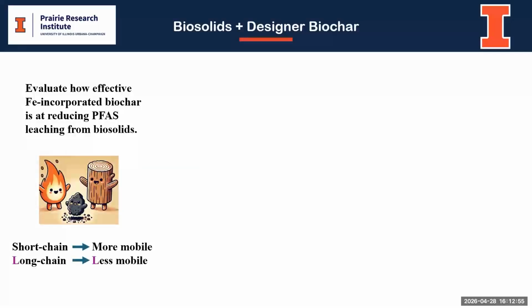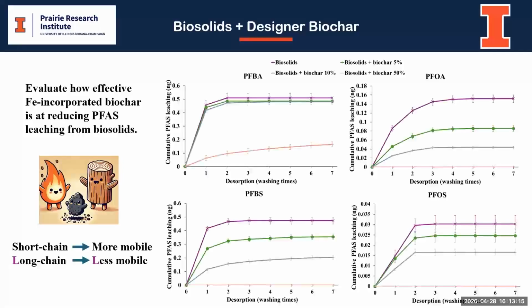We tried to mitigate, to do an experiment to reduce that PFAS concentration, that leaching. So here we use designer biochar. Dr. Wei is well known for this. He's designing biochar, in this case with iron, and we mix biosolid with different percentages of biochar: 5, 10, and 20, 5, 10, and 50%.